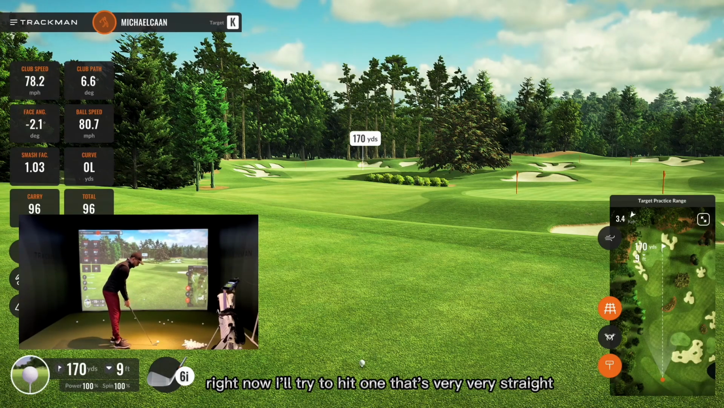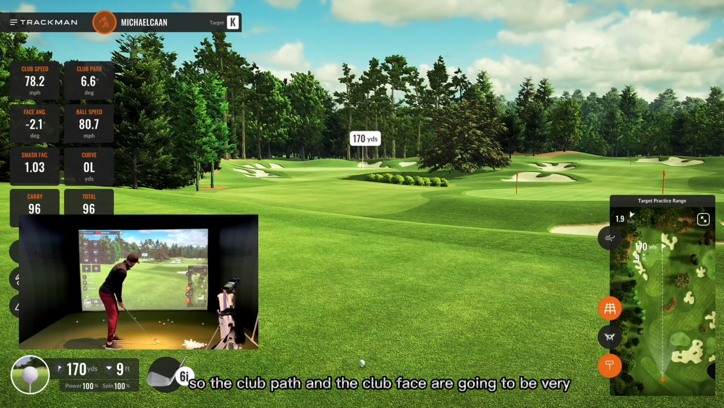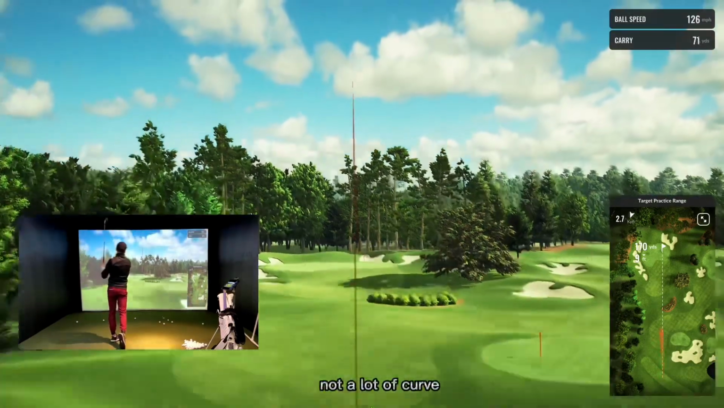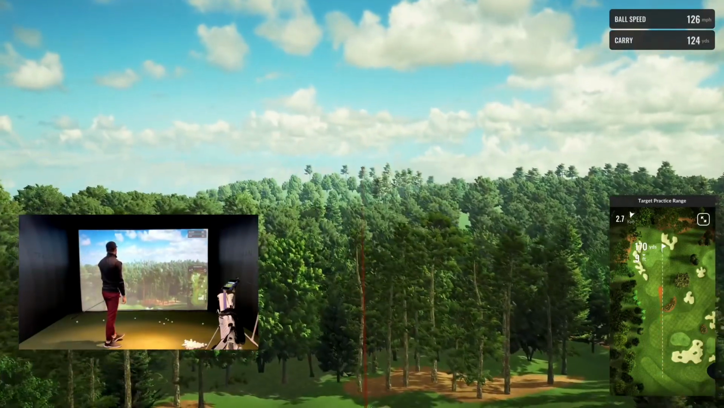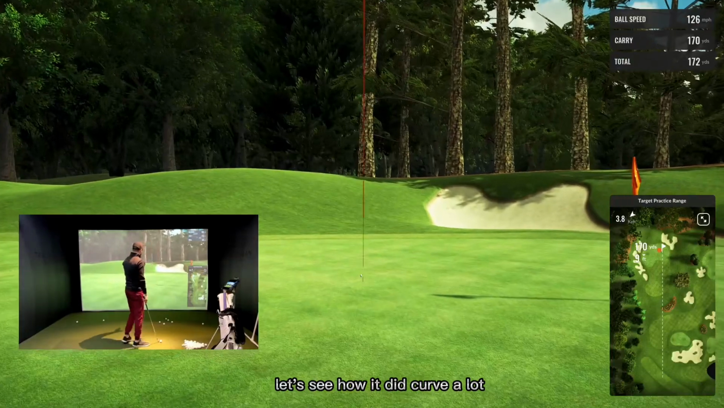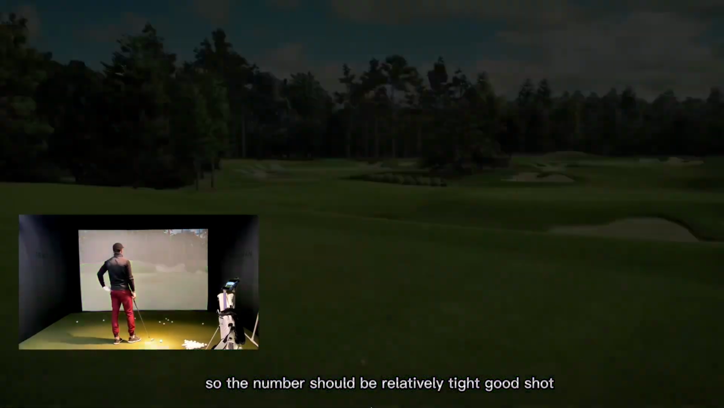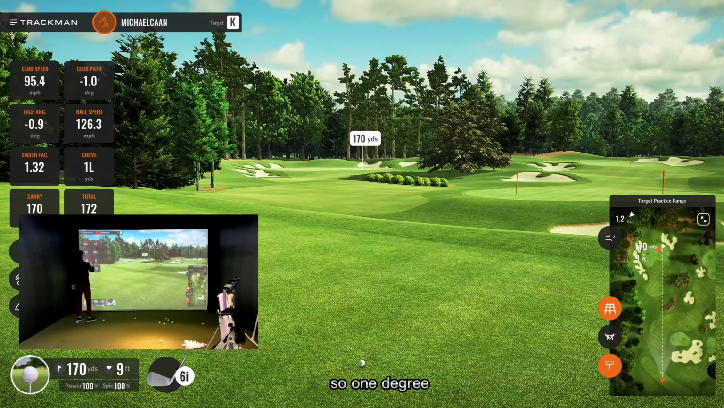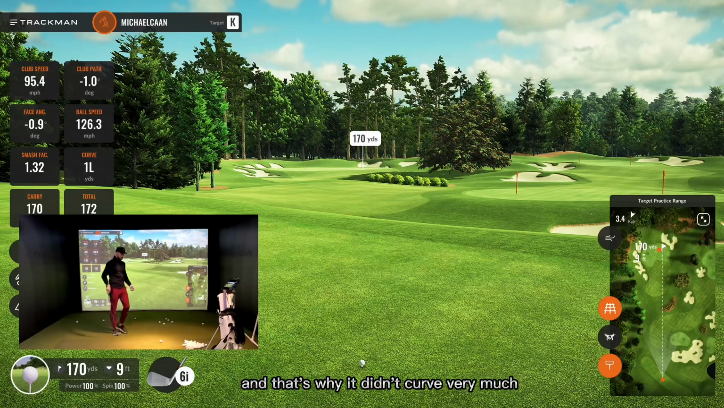Right now, I'll try to hit one that's very, very straight. So the club path and the club face are going to be as close to zero as possible. Not a lot of curve. Okay, so it's pretty straight, didn't curve too much. But see how it didn't curve a lot? So the numbers should be relatively tight. It's a good shot. So, see this now? So 1 degree and 1 degree, right? See how close these are? They're virtually the same. And that's why it didn't curve very much, right?